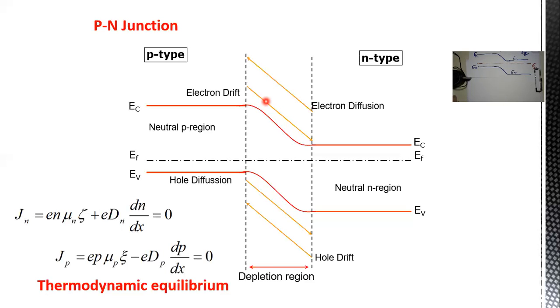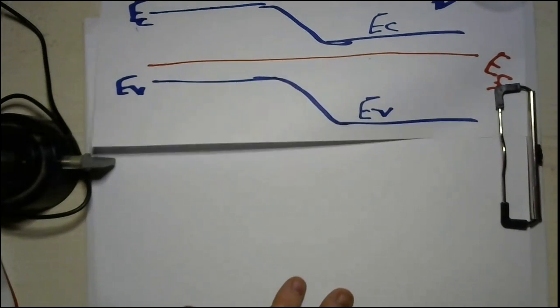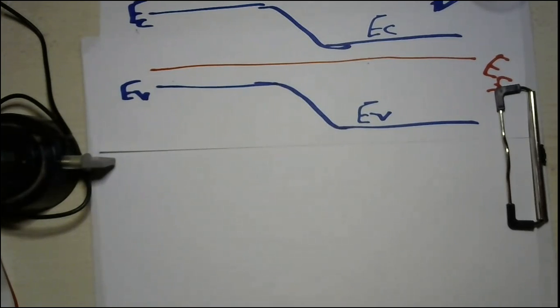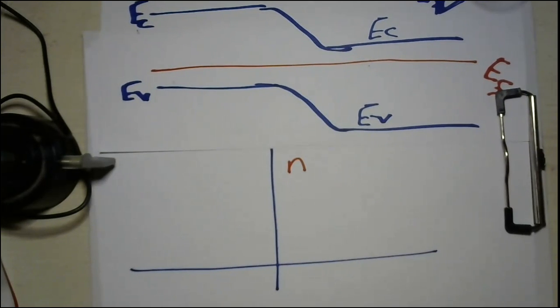So let's try to do it, and let's now stop sharing for a while. Okay. So this is your p-n junction, as you can see. I'll start to use my pen. What I'm interested in plotting now is both the n, the electrons, and p, the holes.